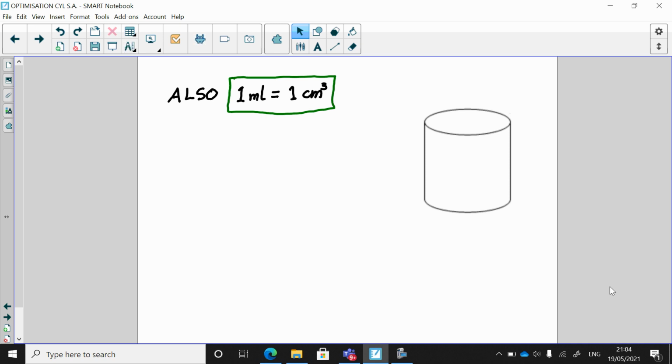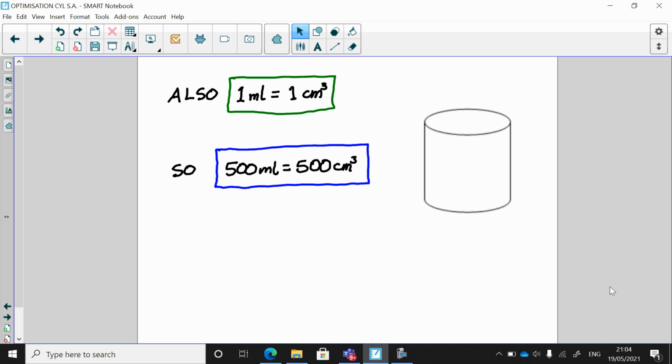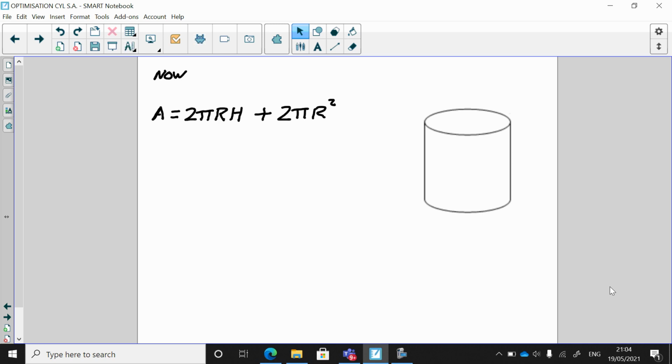Also notice they mentioned milliliters, so we need to be working in units that we're used to here. So like centimetres, that would be the base unit, the length unit. We're dealing in cubic centimetres for the volume. So that means that 500 milliliters is 500 cubic centimetres. We'll take that on board. So there's our expression for the area, 2 pi r h plus 2 pi r squared. That's dependent on the radius. The radius can vary. So can the height.